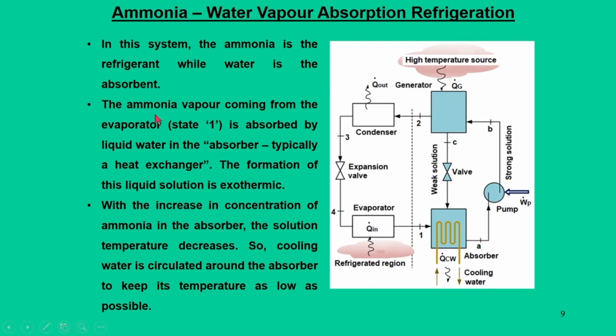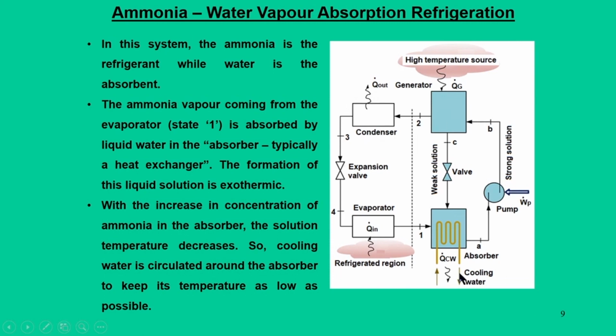And of course, ammonia is available in large quantity, because when you think about a vapor absorption unit, you think about big units, large installations. In that sense, we require a large quantity of refrigerant, which in this case is ammonia. So, how does the system operate?